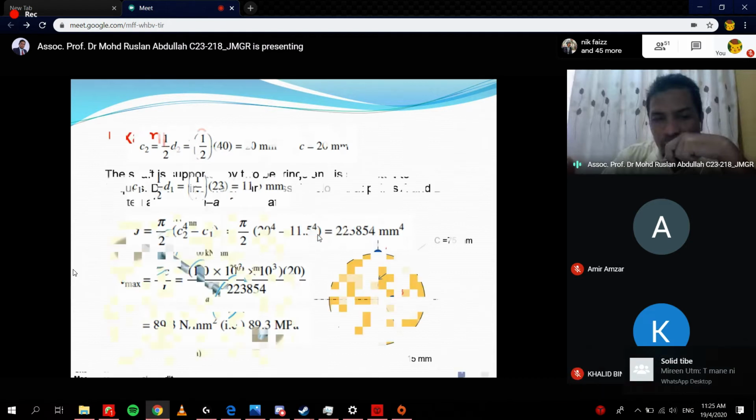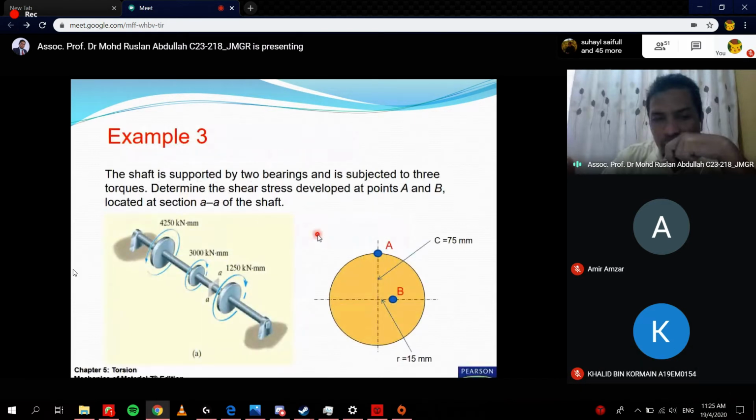Okay, so today we proceed to the next example. This example and the rest are maybe more complicated, but I think if you know how to determine the internal torque, the net torque, you have no problem. So in this case, we have the shaft like this. This is the shaft, and then here we have the disc.